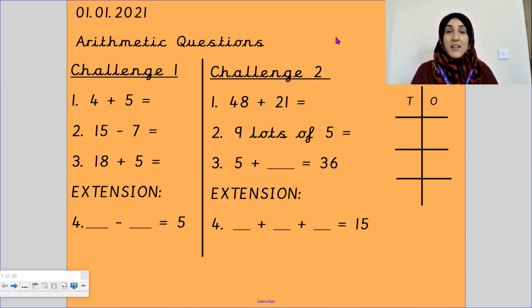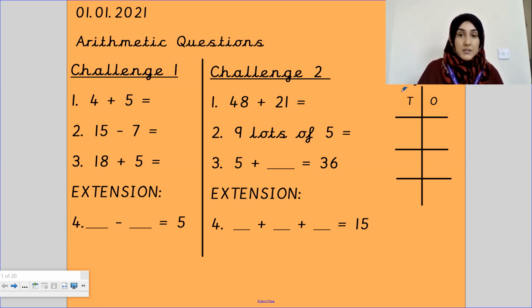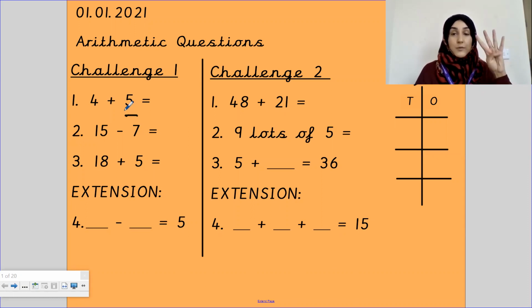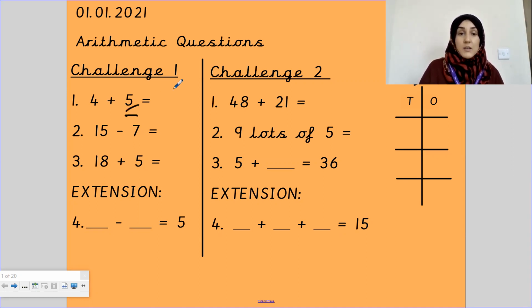Okie dokie, welcome back, Morris class. We are going to be going through the answers. Let's go through the first one. We have 4 add 5. I know that 5 is a bigger number, so I'm going to put 5 in my head and count on my 4 fingers. That's 5, 6, 7, 8, 9. 5 add 4 equals 9.